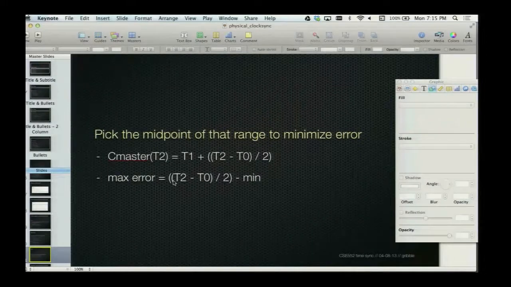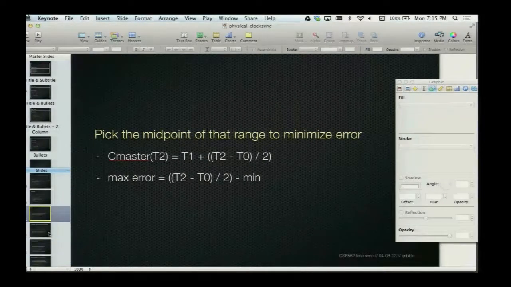and you minimize that maximum error if you pick the midpoint between T0 and T2 for your clock estimate. So the best possible strategy that you have is to assume that the propagation delays are symmetric, pick the midpoint, and that minimizes the maximum error between either side. And if you do that, you end up with this maximum error on your calculated clock offset.